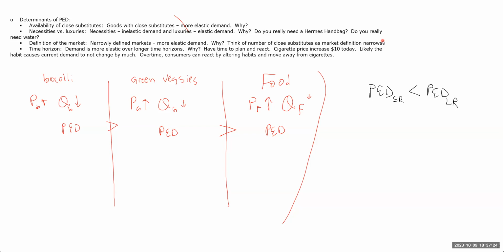You might decrease some consumption of gas, but you still need the car to move around and do your daily business. But in the long run, you get rid of your car, get an EV, and your consumption of gasoline falls dramatically. Your consumption of gasoline responds heavily in the long run, but not so heavily in the short run. All right. Let me clear this. Let's move to the next thing.